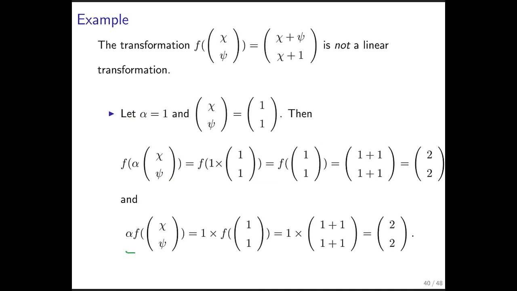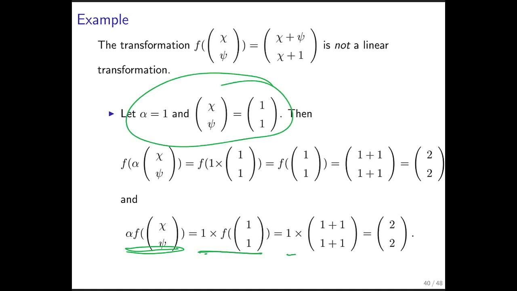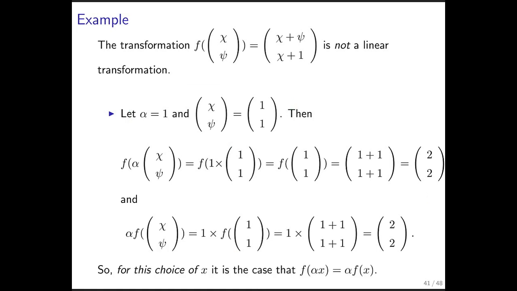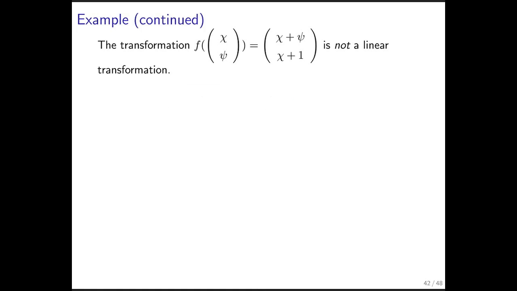Now, if you look at alpha times f of chi, psi with these values right here, what do you get? Well, you get this, then you get this, and you get this, and you say, wonderful! f of alpha times x is the same as alpha times f of x for this example. Maybe it's a linear transformation. Well, just because it works for one example doesn't mean it works for all examples. So what you need to do is maybe try another one. What if we take a different alpha? We'll take alpha equal to 0. And we take chi and psi to be the same as in the last try.